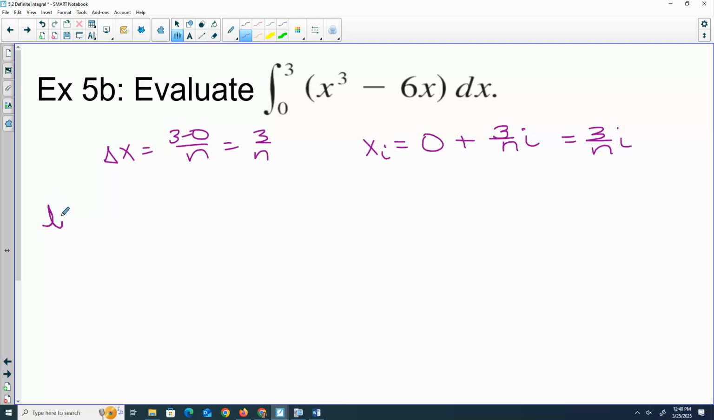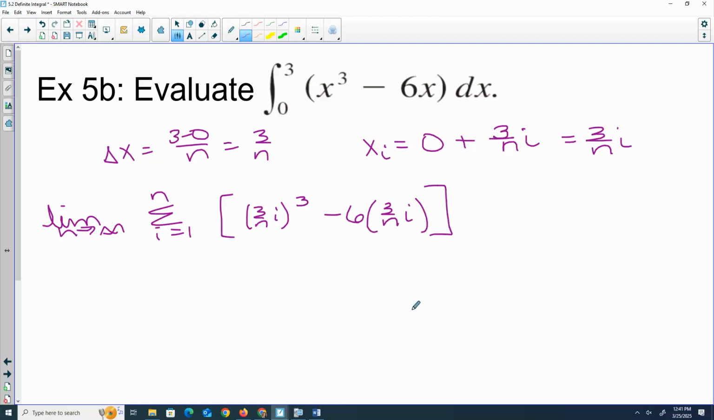So now we need the limit as n approaches infinity of the sum from 1 to n of f of x sub i. I am replacing my x's with 3 over n i cubed minus 6 times 3 over n i. Now what? Oh yeah, thanks, I left that off. Times my dx, change in x, 3 over n.